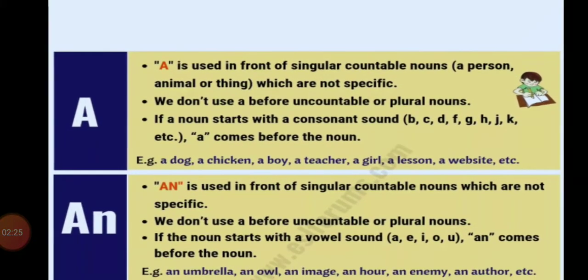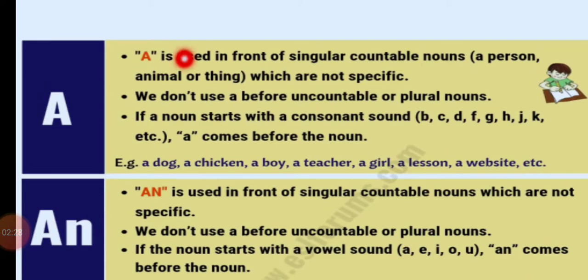The first is the article a. Generally it is used in front of singular countable nouns. Okay. Next, a person, an animal or thing which is not specific. Not specific means we are not going to talk about one particular person or one particular animal. In general, when we are talking, in that case we can use a. Okay. I hope you understand it. In general, we are talking about the person or animal or thing. In that case, we can use a.